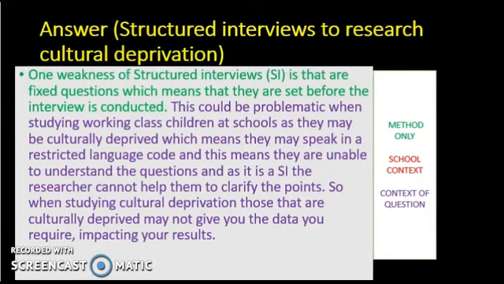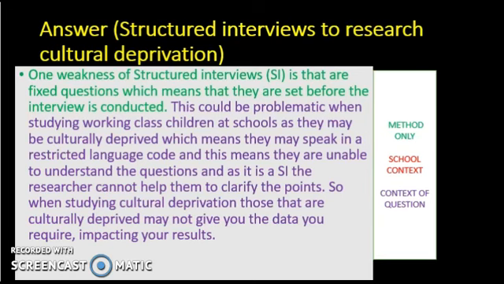Looking at a second example, this one's about structured interviews to research cultural deprivation. So this student starts off again with something about the method only. A weakness of structured interviews is that they are fixed questions. They are set before the interview is conducted. It's something that's pre-planned or predetermined. That's the method only, and again it's explained, so that would get you level 3.